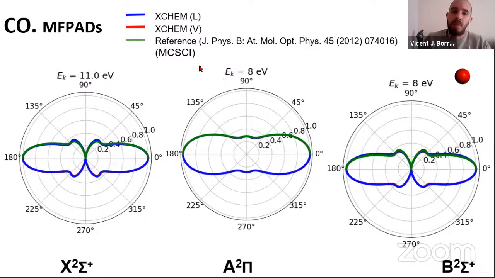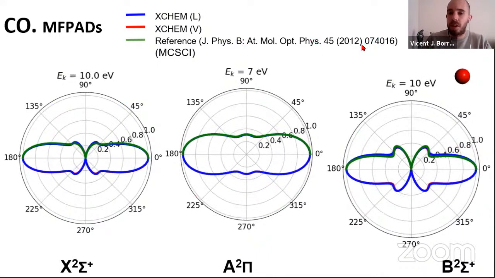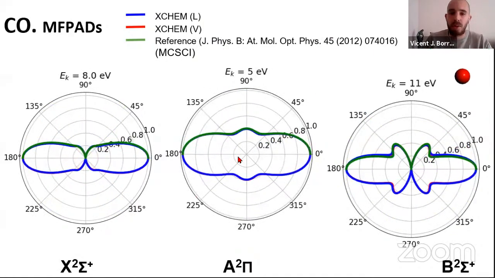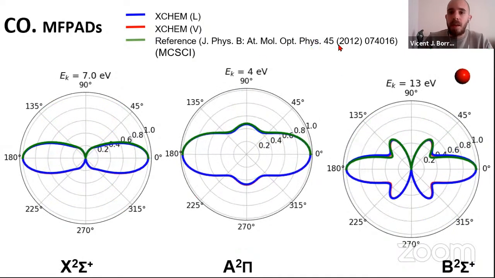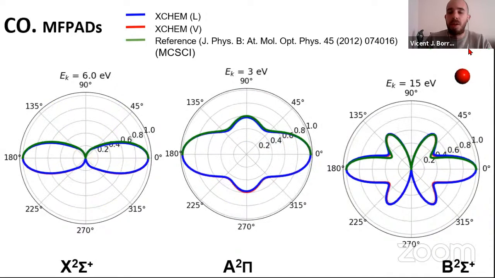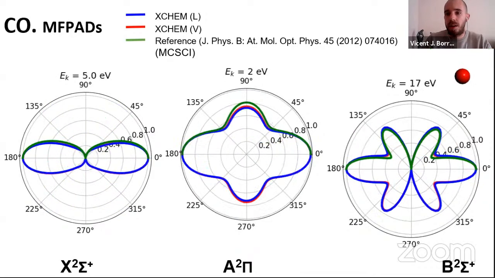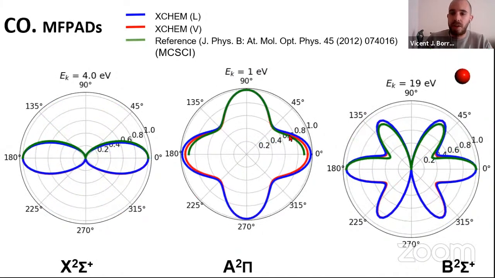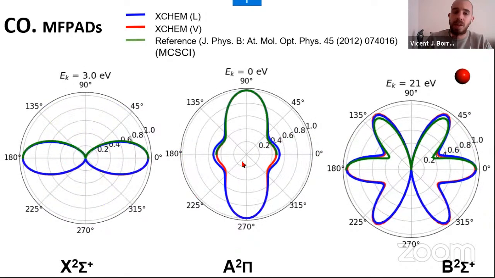For comparing the molecular frame photoelectron angular distributions, we compared our results with this reference. We have to thank Robert Lucchese, who sent us the information of this paper to compare directly with our results. In this experiment, they were able to detect the direction of the molecular axis with respect to the laser polarization axis, but they were not able to know if the carbon was on one side or the other. That's why we have a plane of symmetry in that direction. So what we are seeing here is the angle between the direction of ejection of the photoelectron and the laser polarization axis.